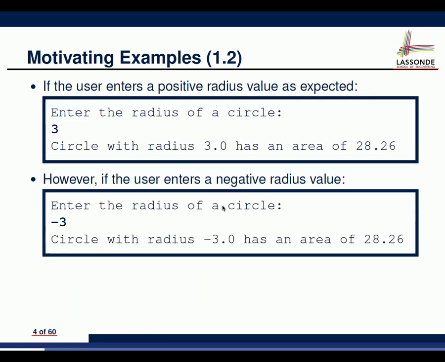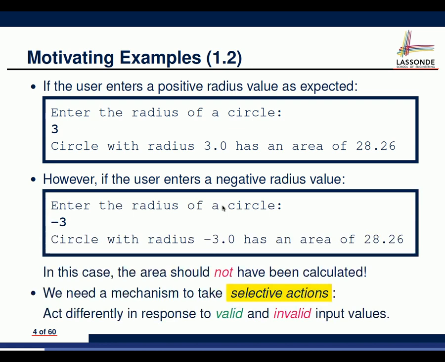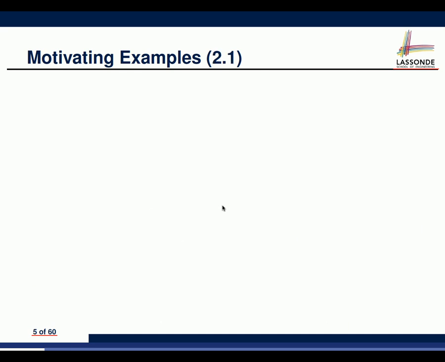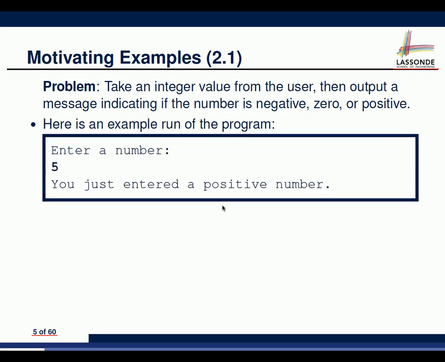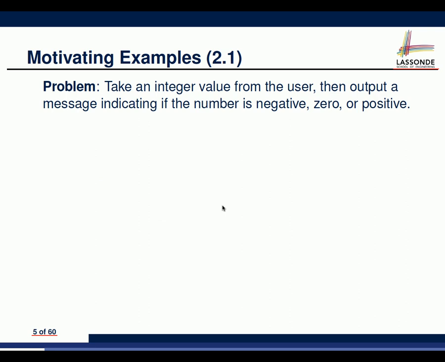Okay, so now these are the two cases we just talked about. So we do need selective actions between valid inputs versus invalid inputs. The second motivating example, which we're going to go over also in detail when we talk about the meaning of if statements, is simply to say you have an integer input from the user. You want to say something about the integer. Is the integer negative, 0, or positive? For example, you got at least three possibilities. So these are another scenario you want to handle by your program.